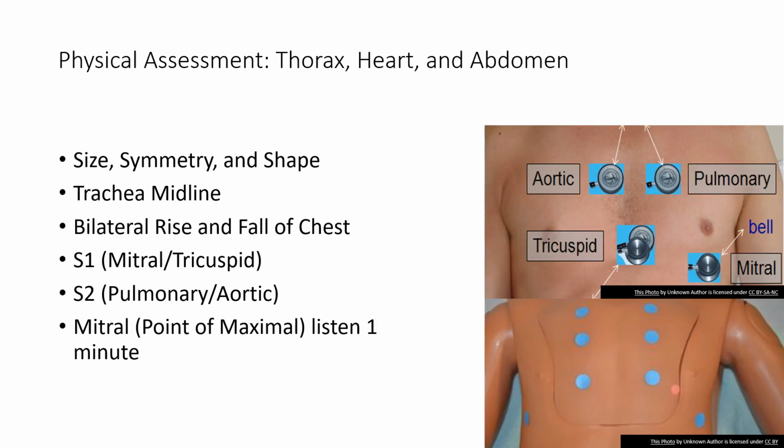Size, symmetry, and shape. We're going to look at your heart in your thoracic area. So you're going to assess your aortic, pulmonic, tricuspid, and mitral sounds. You're definitely going to flip over to get the mitral. You're going to use the bell instead of the other side of your stethoscope. You're going to look at symmetry, shape, and size, whether or not your trachea is midline, bilateral rise and fall of the chest. If one side is higher than the other, you're going to document that. You're going to listen to your S1 and S2, your lub-dubs.